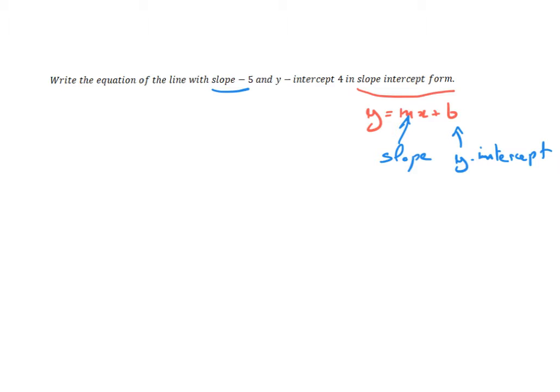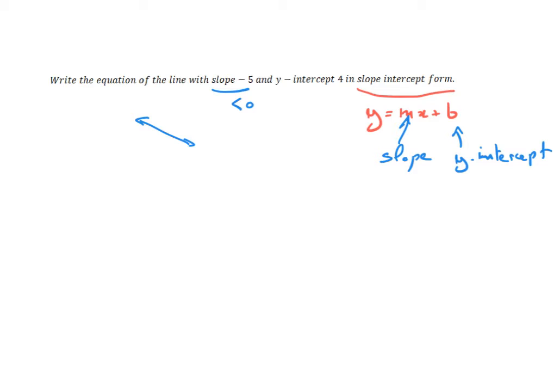Since we have the slope, which is -5, we expect the line will be decreasing. It's going to fall from left to right, because the slope is negative. So slope is less than 0, and we expect the line will be decreasing like this.